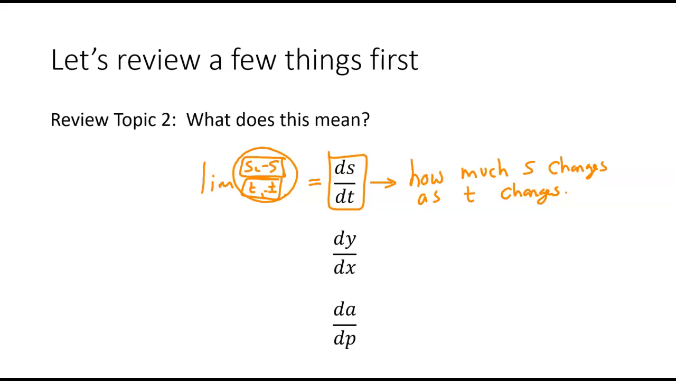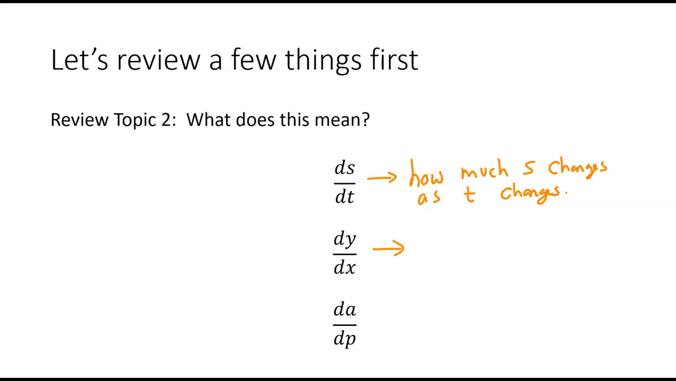So the derivative of s with respect to t is how much s is changing over how much t is changing. The only difference between this expression and this one is that this tells us how much s is changing with respect to t at a specific point, whereas this one tells us just how much s changed over how much t changed on a specific interval. Average versus instantaneous, right? But basically, ds dt just is telling us how much s is changing as t is changing.